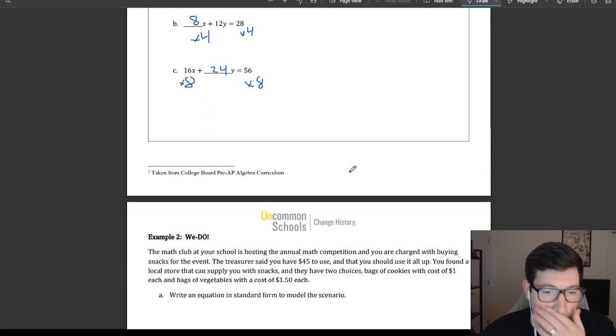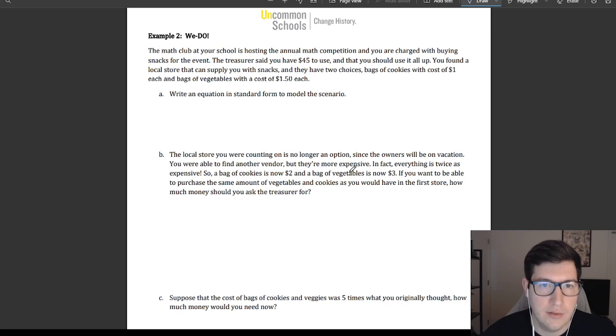All right, so next you're going to find in your packet, it says example 2, we do. I believe in the packet when I printed it, it might actually be after your problem set B. You might have to search for it, but as soon as someone finds it, let your classmates know exactly where it is. Let's give everyone 30 seconds to make sure that we're on this page. Again, it says example 2, we do at the top.